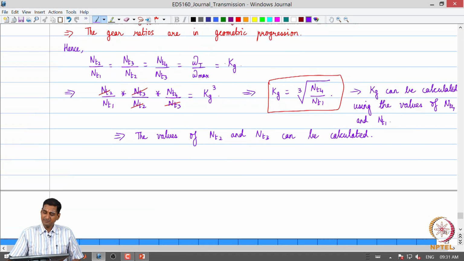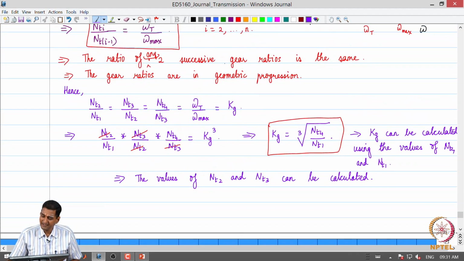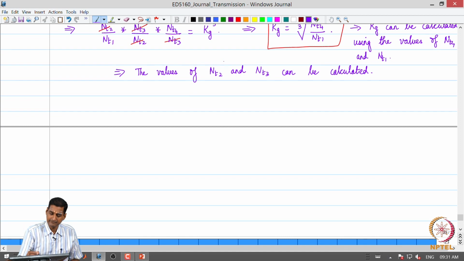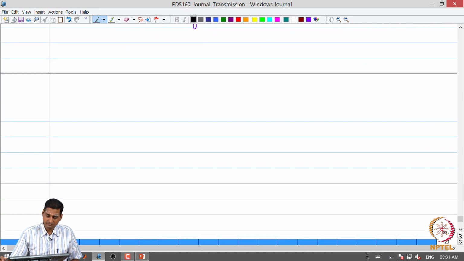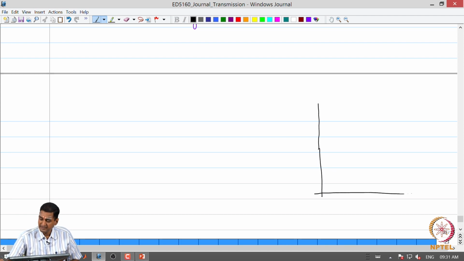So, what is the physical implication? If I were to draw the plot between vehicle speed and the engine speed, let us say this is engine speed, this is vehicle speed. Let us say we take the two bounds of the speeds where we want to operate. Let us say this is omega t and this is omega max.